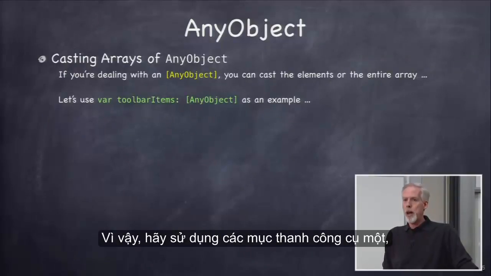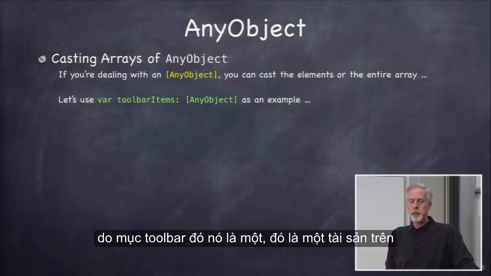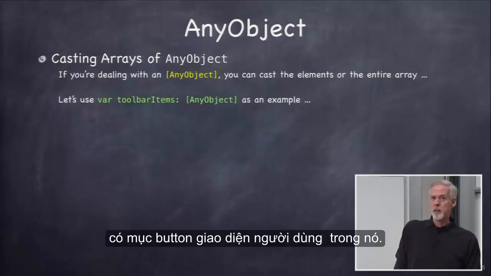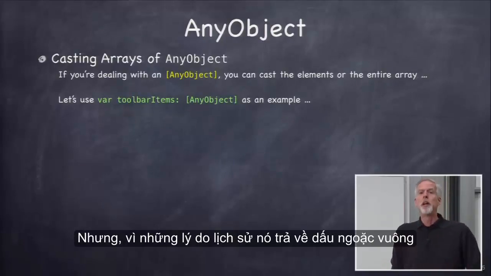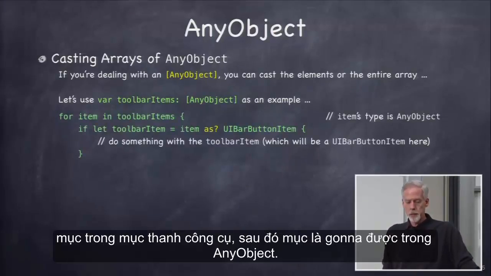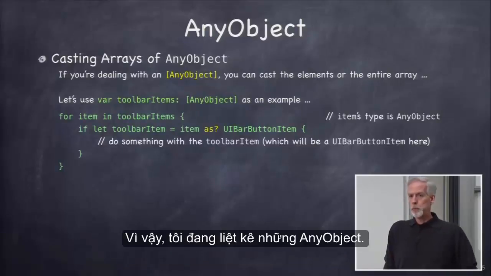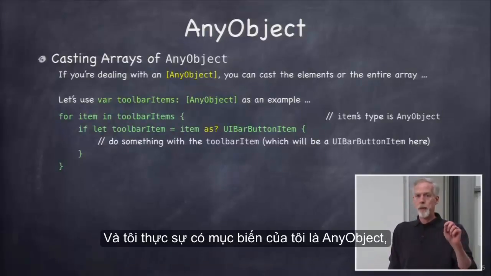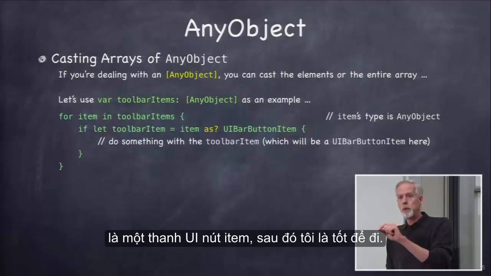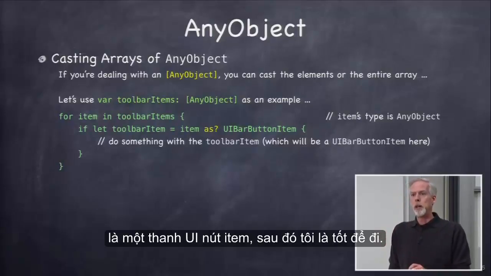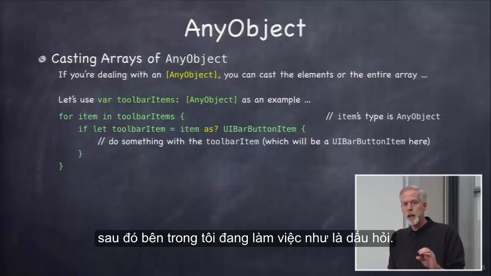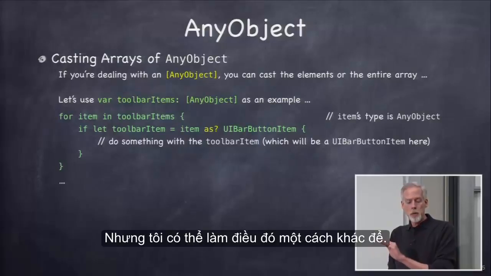So let's use the toolbarItems one. That toolbarItems is a property in UIViewController, and it returns an array that's going to have UIBarButtonItems in it, but for historical reasons, it returns the square bracket of AnyObject. So I can say for item in toolbarItems, then item is going to be an AnyObject. So I'm enumerating those AnyObjects, and I'm actually having my variable item be AnyObject. But then inside, I'm saying if let toolbarItem equal item as? UIBarButtonItem, then I'm good to go. So you see how I'm enumerating this array of AnyObjects, and then inside I'm doing the as question mark. But I can do it another way too, okay?